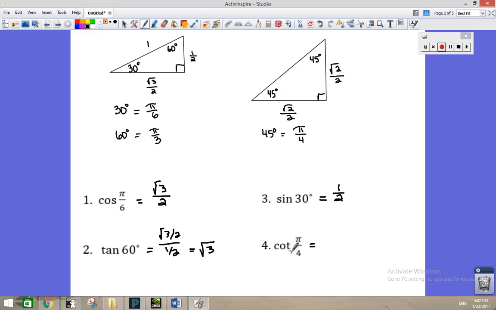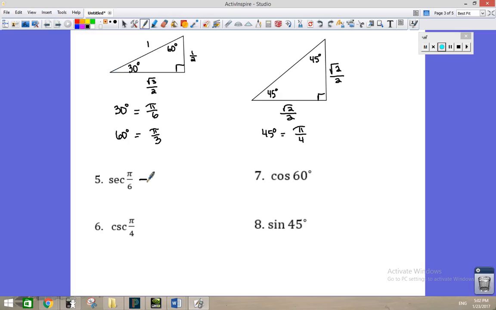And the cotangent of pi over 4 is 45 degrees. Cotangent is the adjacent leg divided by the opposite leg, but in a 45, 45, 90 degree triangle, the legs are congruent. So the numerator and denominator are the same, so this just reduces to 1.